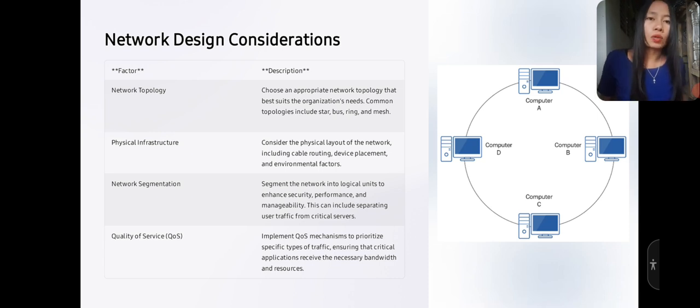And the last is quality of service, or QoS. Implement QoS mechanisms to prioritize specific types of traffic, ensuring that critical applications receive the necessary bandwidth and resources.